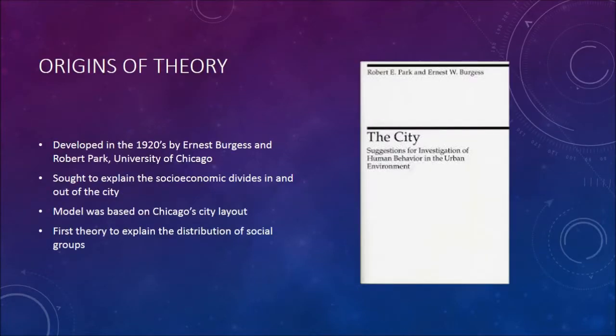The concentric zone theory originated in the 1920s by Ernest Burgess and Robert Park from the University of Chicago. They sought to explain why the socio-economic divides in and out of the city existed. The model was first based on the city of Chicago's layout, however it doesn't apply to the city today. This was the first theory to explain the distribution of social groups among a city.